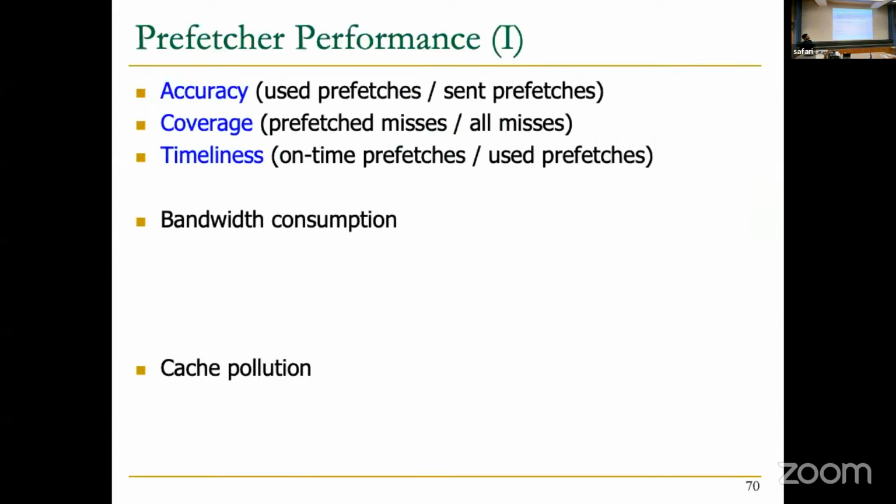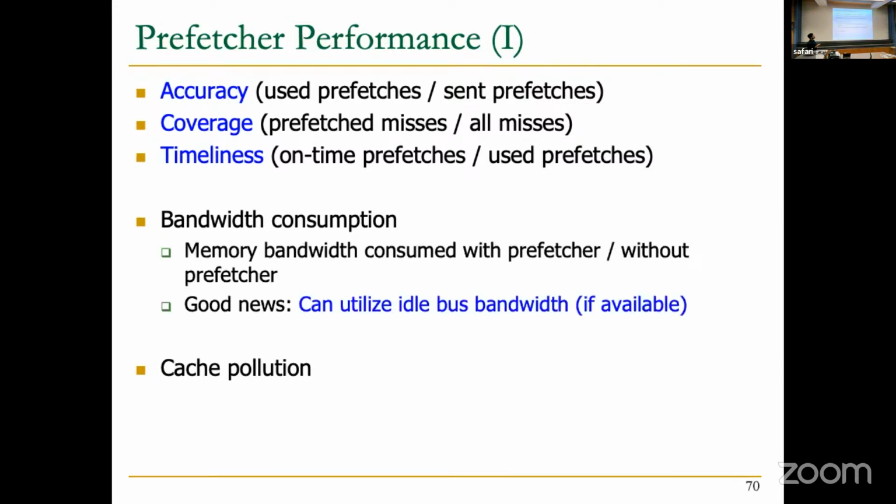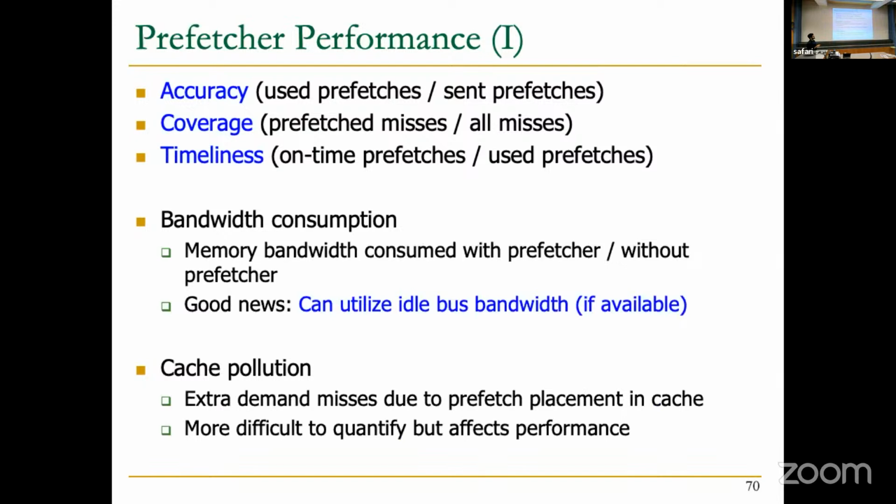Okay. So when I said prefetcher performance, how exactly do we measure the performance of a prefetcher? As I said before also, this is the trinity of prefetcher performance evaluation, right? So accuracy, coverage, and timeliness. Accuracy is defined as this ratio, coverage is defined as this, timeliness is defined as this ratio, right? So this is the trinity, but then you also have some other metrics like bandwidth consumption as well as cache pollution, which I have briefly touched upon, right?